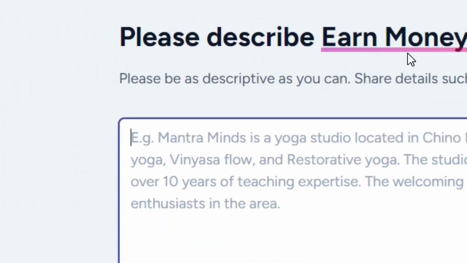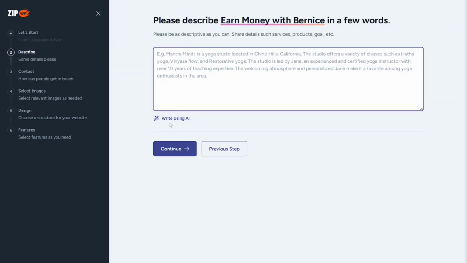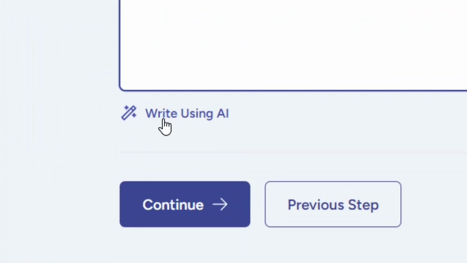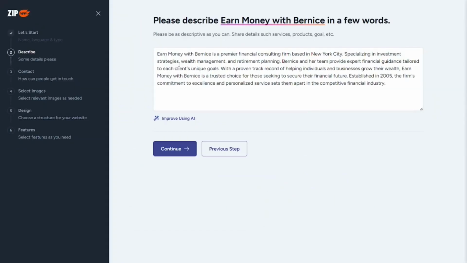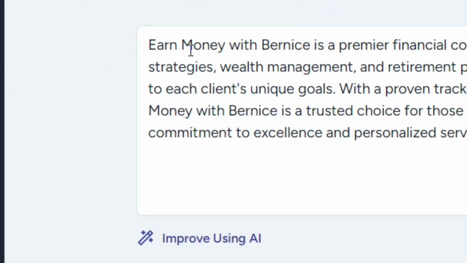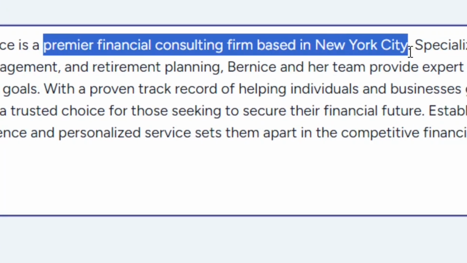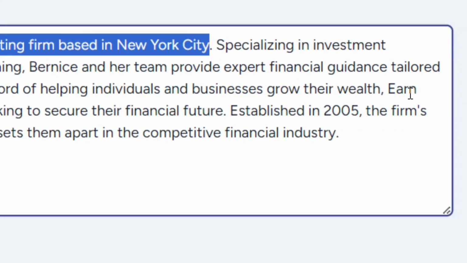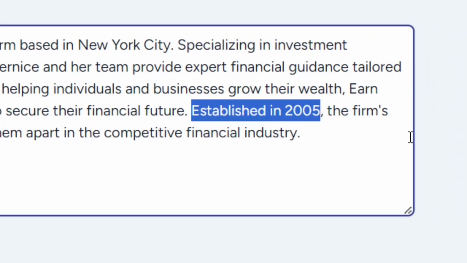After clicking on continue, simply describe your website in a few details. You have the option to come down here and click on write using AI. So when you click on it, you're going to see that the AI generates something for you, okay? But the only downside is that what the AI generated does not relate to where your website is. This one is saying that I'm based in New York, which I am not. Beside that, the establishment date it is saying is 2005, which mine is not.